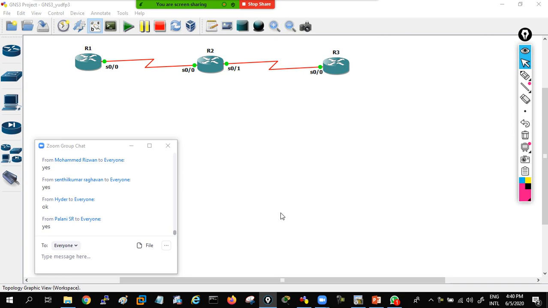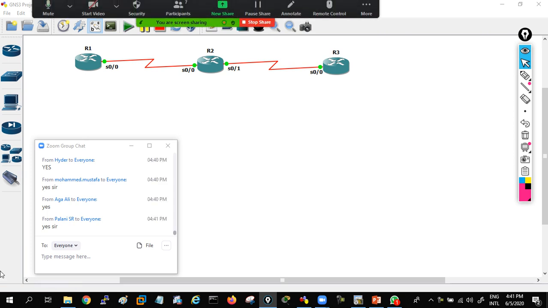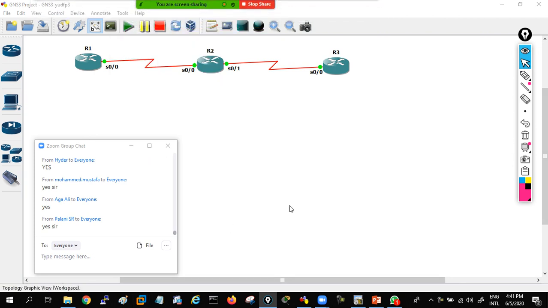Say yes for me. If you understand this, give me a big yes. Perfect. Right, guys? So this is how your dynamic routing protocol is going to work.